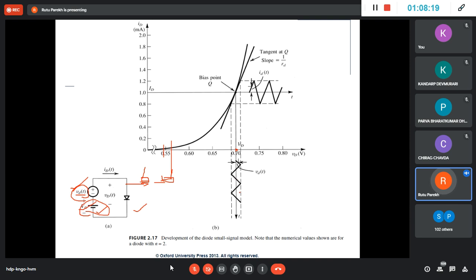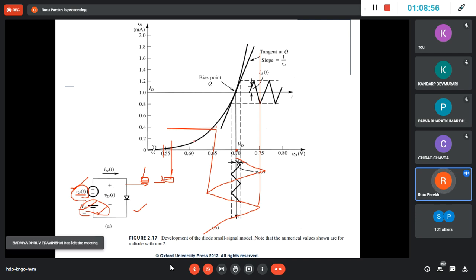Now, if this is large enough, then this will flow here in this region, and your output will no longer be linear, because now this is exponential. Another thing you can deduce from here is that if this is large enough, your output will not follow the input, because this line itself is not linear.